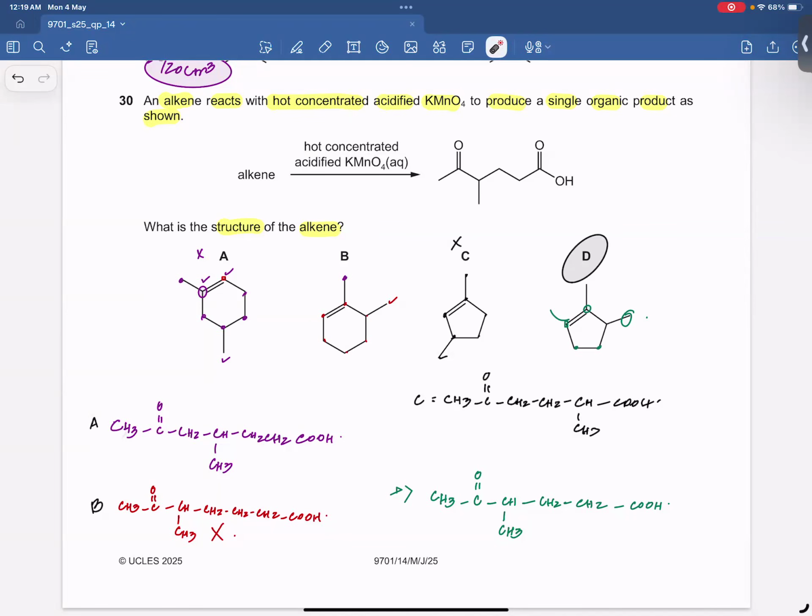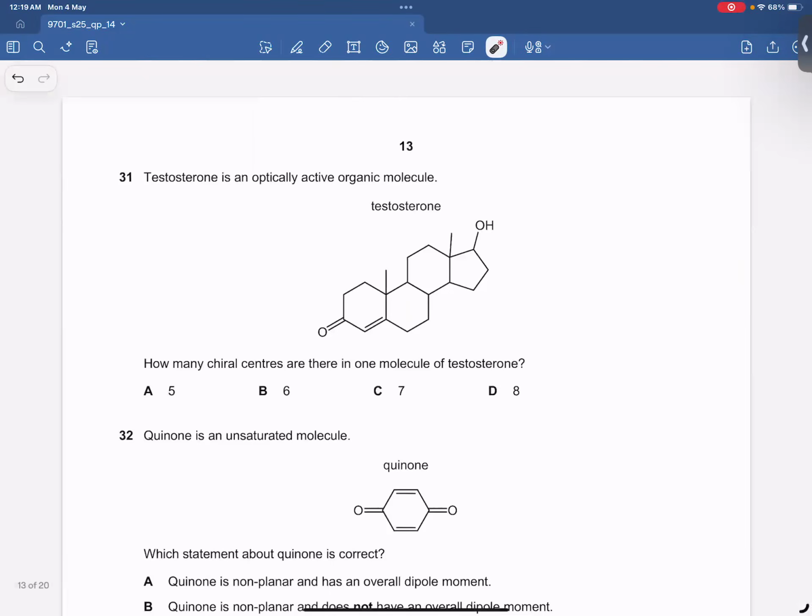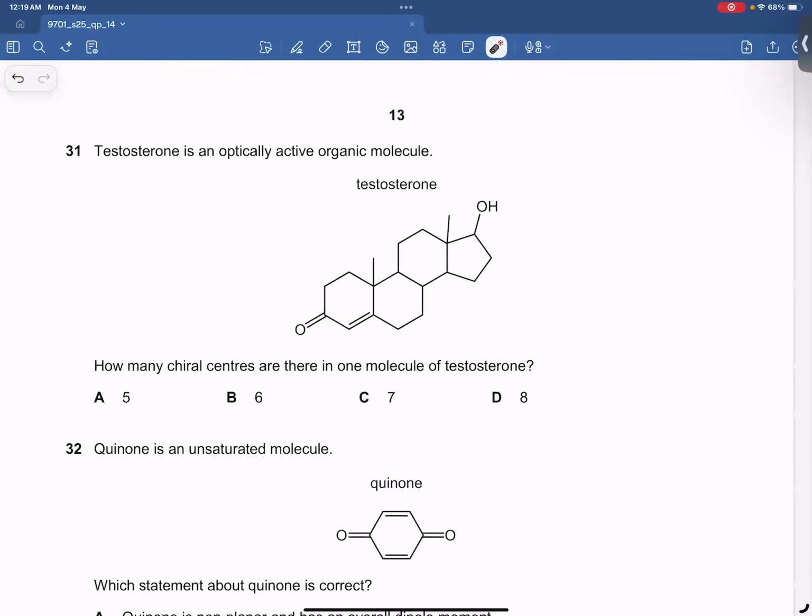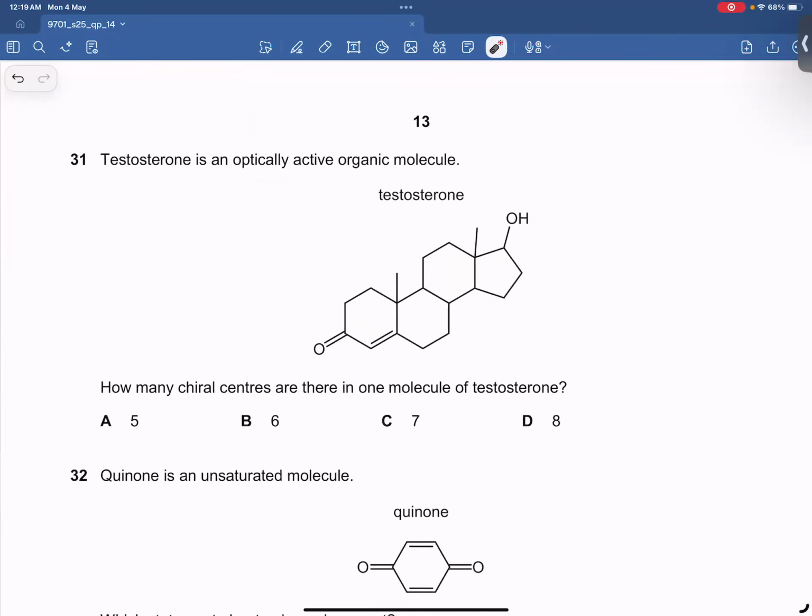Question number 31. Testosterone is an optically active organic molecule. How many chiral centers are there in one molecule of testosterone?